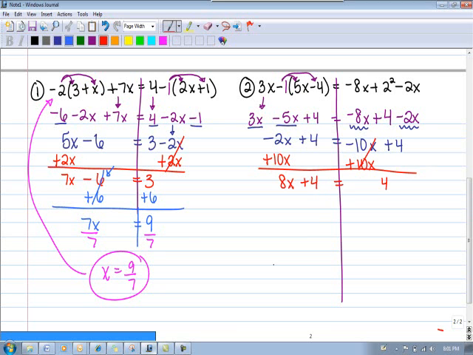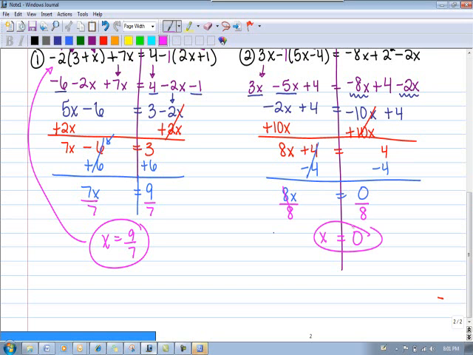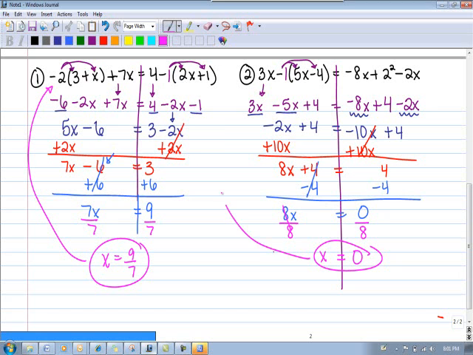I'm going to move all of my constants to the right. So I'm going to subtract this 4 off the left-hand side. And so I end up with 8x equals, now 4 minus 4 is 0. And then last but not least, I'm going to solve. So to solve for x, I need to divide by 8, to undo that 8. And so 0 divided by 8 is 0. So x equals 0 is my final answer. Again, we could substitute that back into the original equation to see if we got it right.